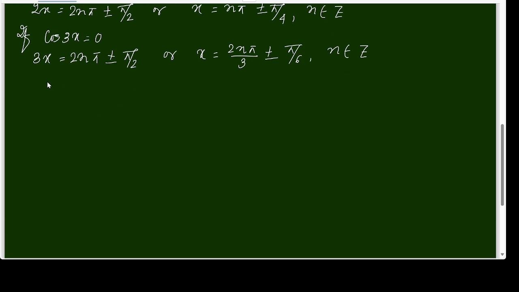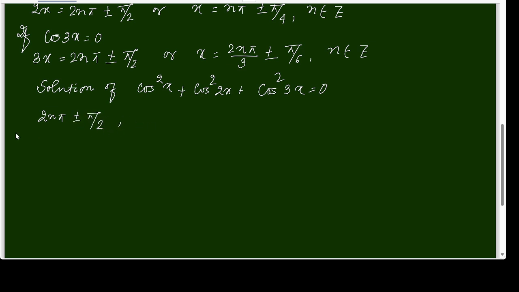So the solutions of cos square x plus cos square 2x plus cos square 3x equals 1 are 2n pi plus minus pi by 2, n pi plus minus pi by 4, and n pi by 3 plus minus pi by 6, where n is an integer.